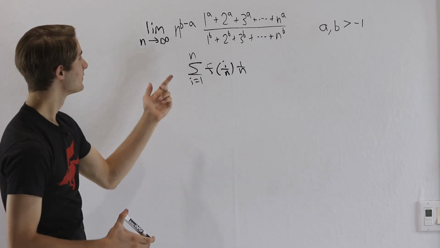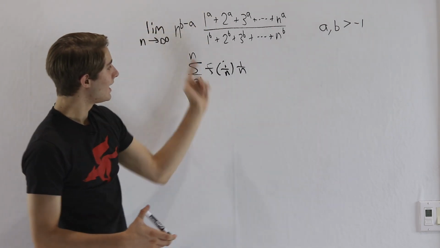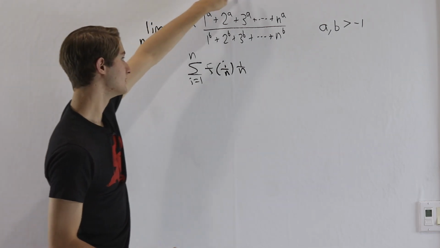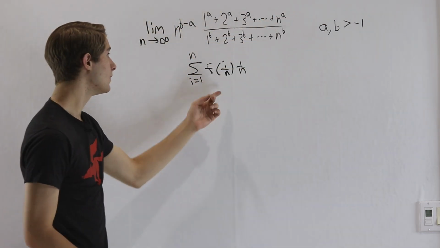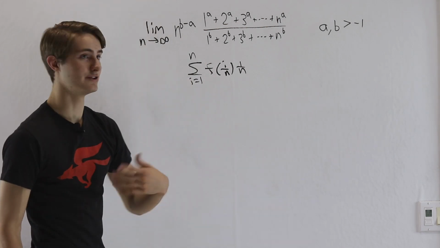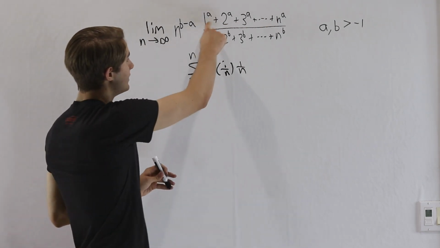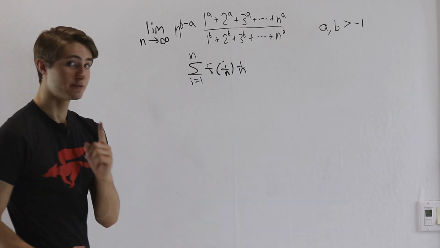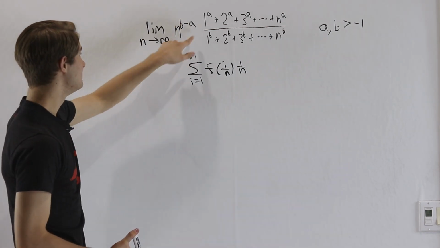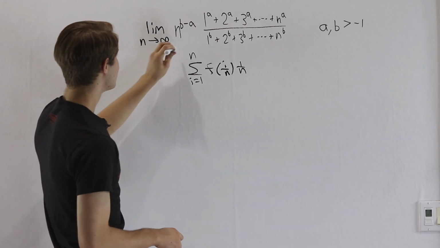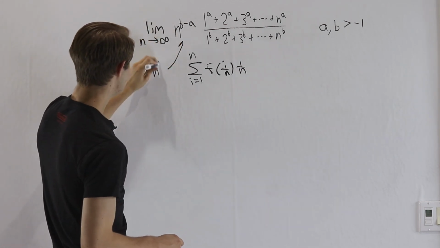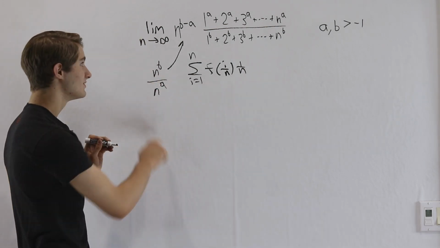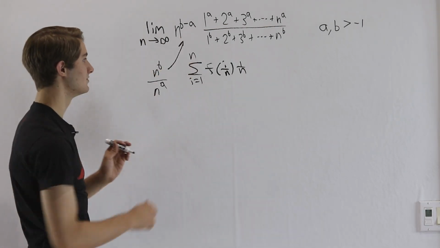We add those up. Now, in this case, we don't have i over n. We just have i. So this is 1, 2, 3 up to n. But we want 1 over n, 2 over n, 3 over n, and so on. So we really want to divide all of these by n to the a. Can we do that? Well, in fact, we can, because notice over here we have n to the b minus a. This thing right here is the same as n to the b divided by n to the a.